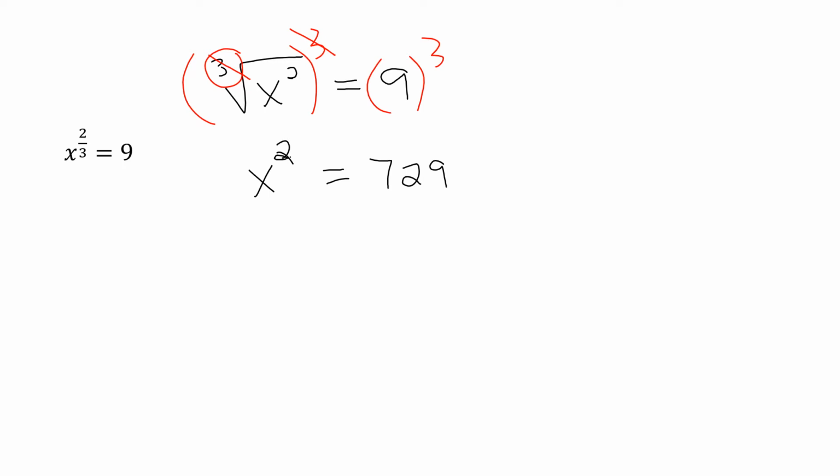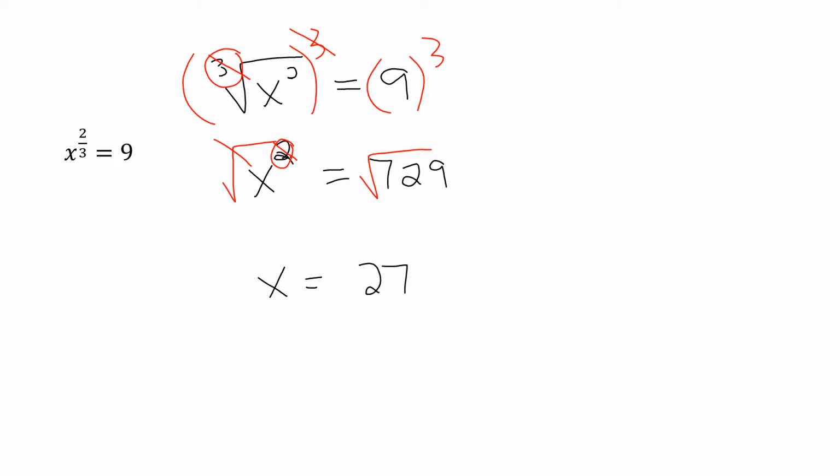X squared equals 729. I want to know what number I could plug in for x so that when I square it, I end up with 729. Now, most of you will think, oh, it's just a square, so to get rid of that, do the square root. That's absolutely correct. If you square root, it cancels out. So you would be left with x equals 27.